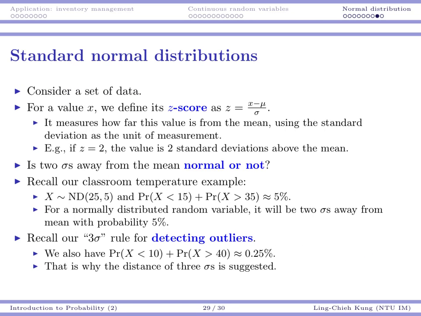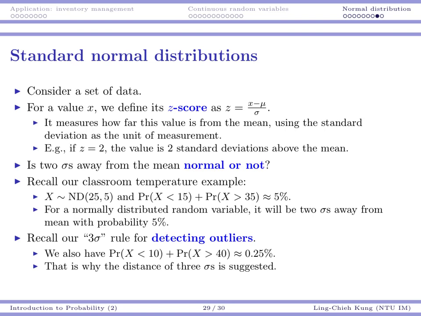So anyway, let's continue. Consider a set of data. Recall that we defined something called the z-score. Given any value x, we can use the formula (x - mu) / sigma to define z, the z-score for that specific value. It measures how far the value is from the mean, using the standard deviation as the unit of measurement. If z is 2, for example, then that value is 2 standard deviations above the mean. If z is -3, then the value is 3 standard deviations below the mean.